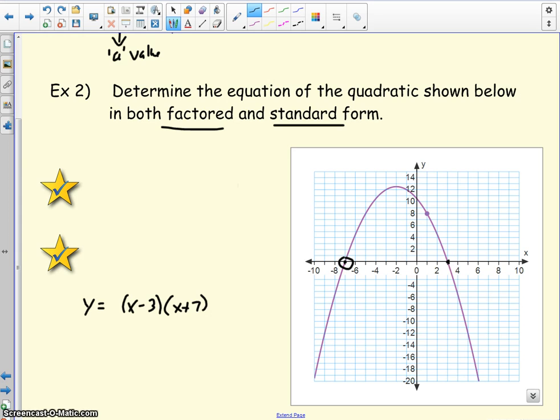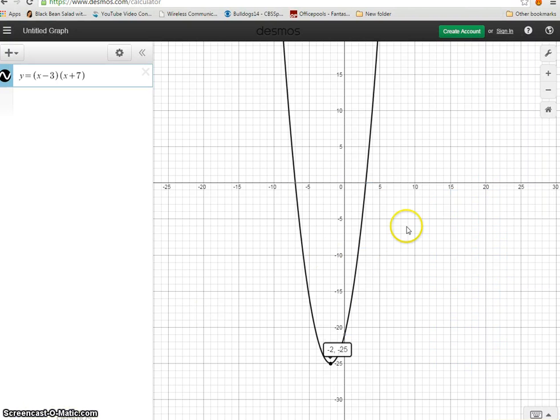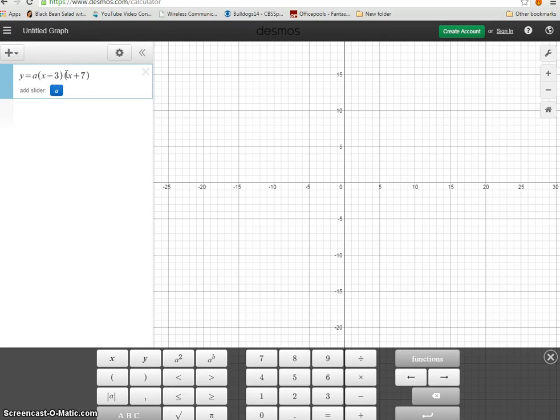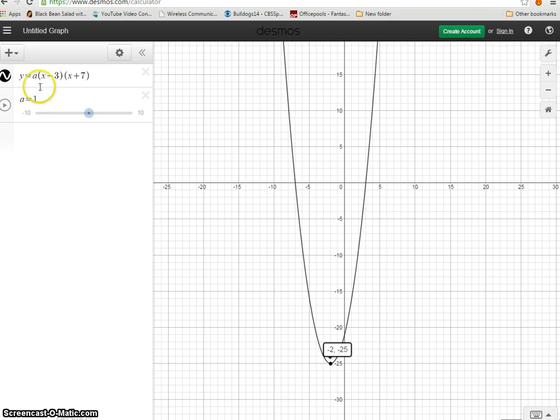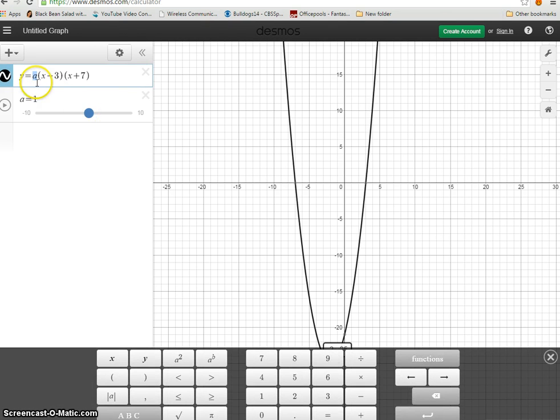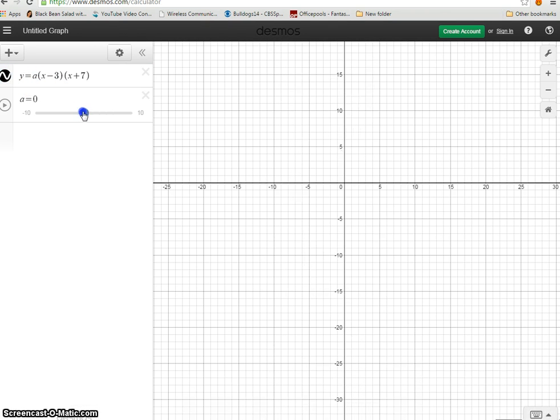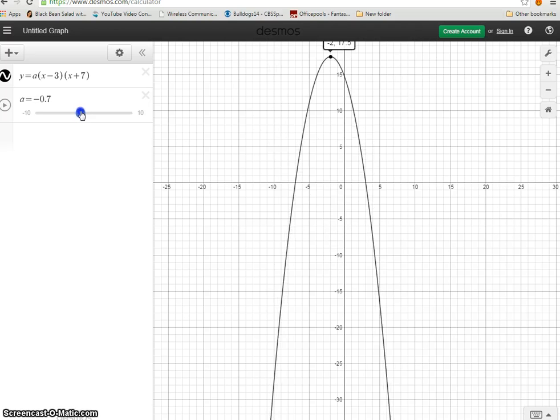Okay, the one we have opens down, this one opens up, nothing's the same. And it's because we haven't thought about that a value in front, that stretch or compression factor. So depending on what value I have here for this a in front, I can have a parabola that's narrow, wide, opens up, opens down.